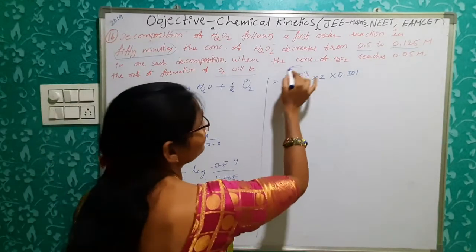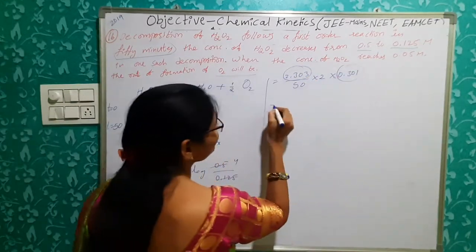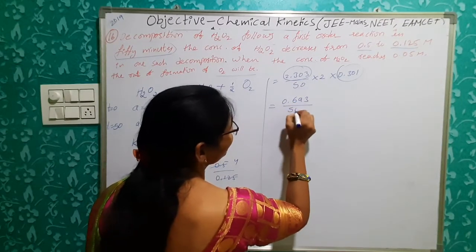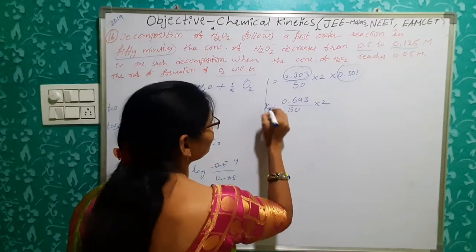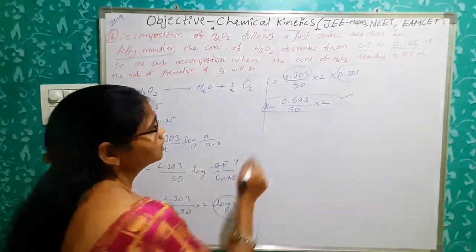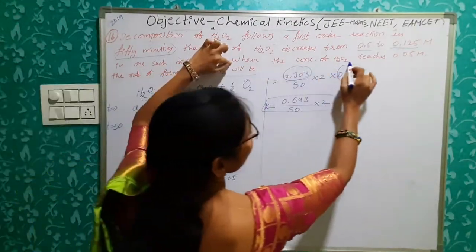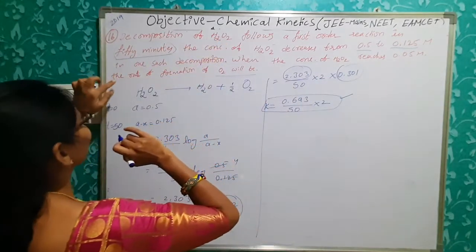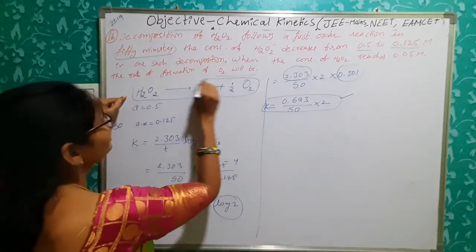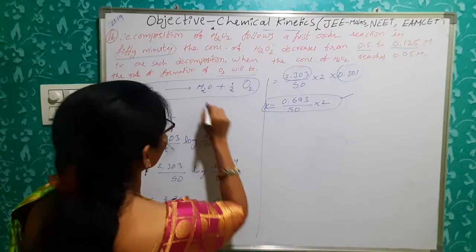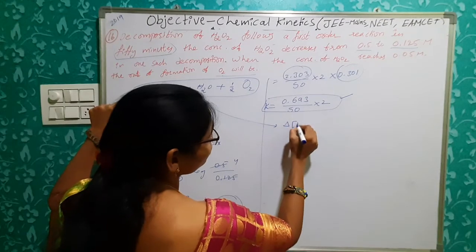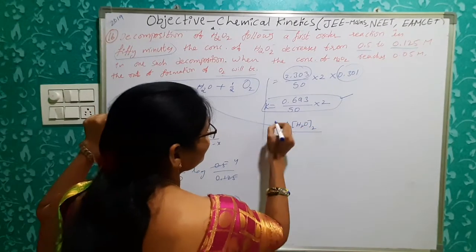By multiplying these two values, we will get 0.693 by 50 into 2. So this is the K value. Keep this K value aside for a few minutes. Then next, go for when the concentration of H2O2 reaches 0.05, the rate of formation of O2. For this reaction you have to write the rate expression. How to write it? R is nothing but delta H2O by, the rate expression.